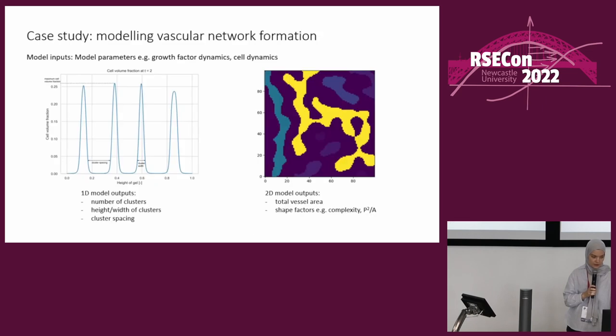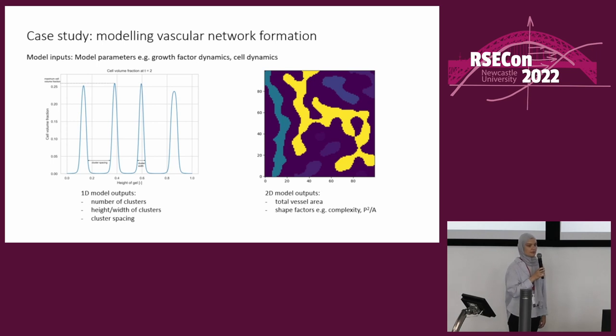So the application that I was using this for was a model of vascular network formation. So it was a PDE model. The inputs were the model parameters, so things like the parameters that govern the dynamics of the growth factors in the model, the different cell types in the model. And then the outputs differed slightly in a 1D or 2D model. In 1D, the outputs would be things like the number of clusters that formed, because obviously that's the only sort of patterning you can get in 1D. The height of the clusters, potentially the spacing between the clusters.